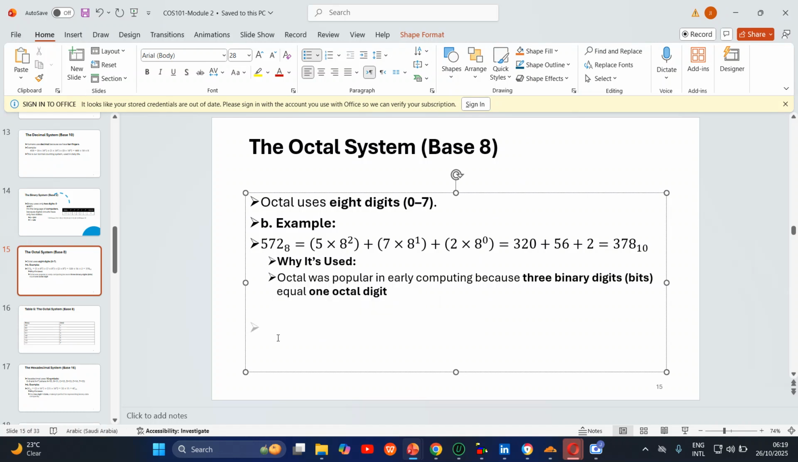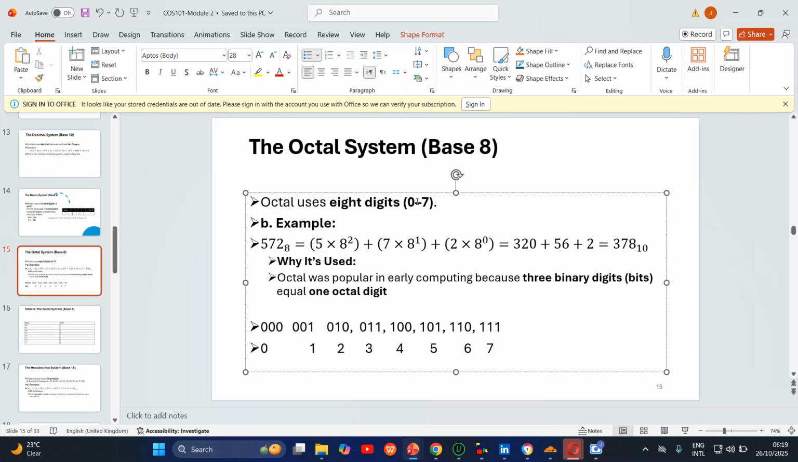Now octal uses three binary digits, which are 000, 001, 010, 011, 100, 101, 110, 111. Doing it this way, this is 0, this is 1, this is 2, this is 3, this is 4, this is 5, this is 6, and this is 7. Right?